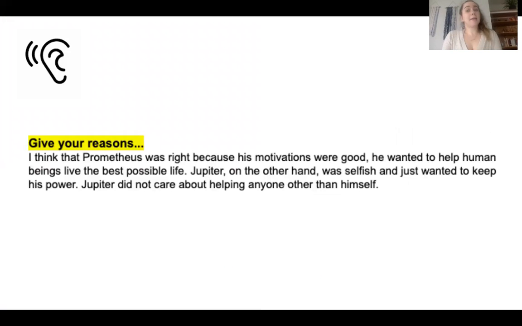All right, so this is my example of what I did for my reason when I was writing my response. I wrote, I think that Prometheus was right because his motivations were good. He wanted to help human beings live the best possible life. Jupiter, on the other hand, was selfish and just wanted to keep his power. Jupiter did not care about helping anyone other than himself. I want you to notice 2 things about my response. First, I use that word because, just like I told you to. Second, I have 3 whole sentences here. I really explained what I meant in detail. I didn't just do it in 1 sentence.